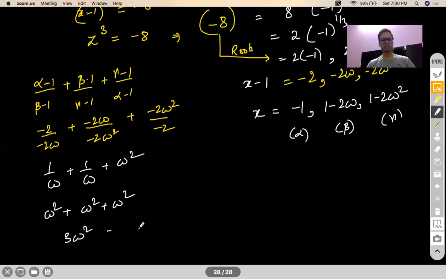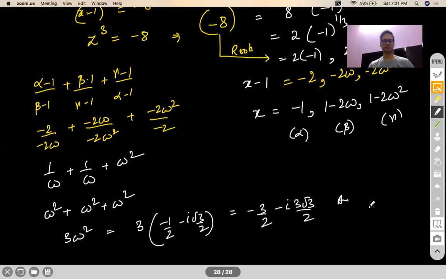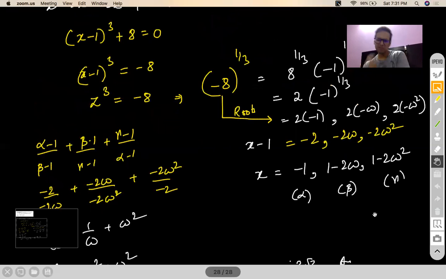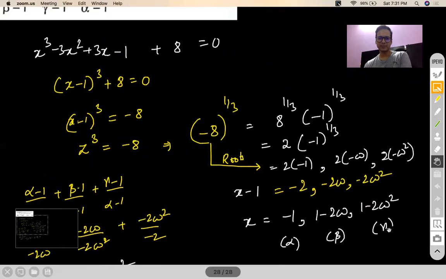That is nothing but 3 times minus half minus i root 3 by 2. So the answer would be minus 3 by 2 minus i 3 root 3 by 2. This is going to be your answer. That depends upon what option is given. They may give you an option in terms of omega only. So here I used a bit of transformation of an equation. If you want, I can explain this again.